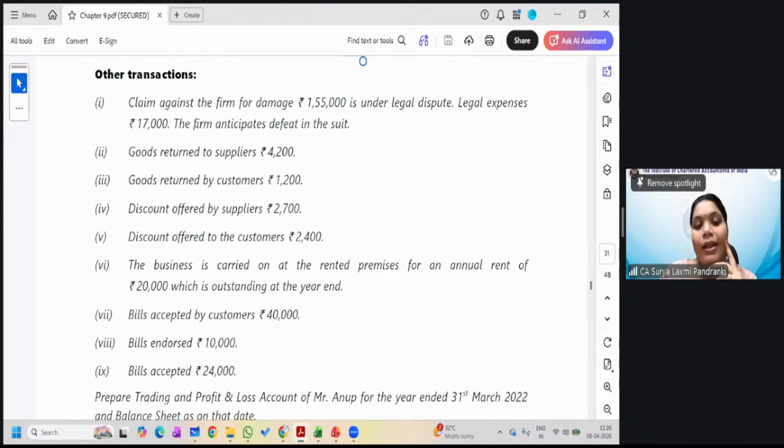Now, a claim against the firm for damage of 1,55,000 is under legal dispute. Legal expenses are 17,000. The firm anticipates defeat in the suit, which means what? You have a claim. You have to pay damages of 1,55,000. Now, what is the anticipation of the firm? They're expecting that they will be defeated, which means there is a high chance that they will have to pay that 1,55,000. So what should we do with this transaction? Anyone?